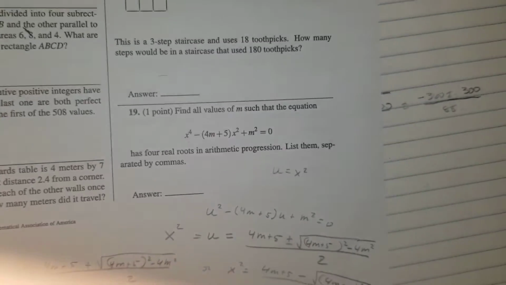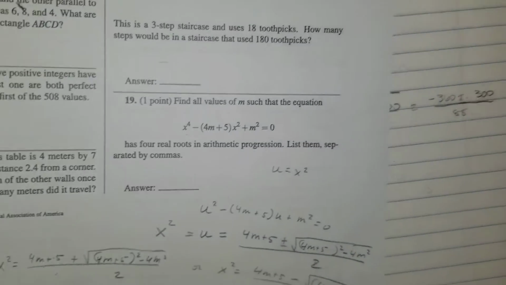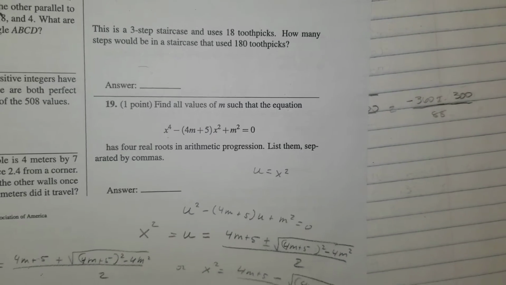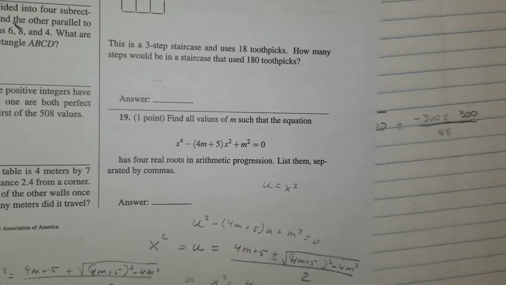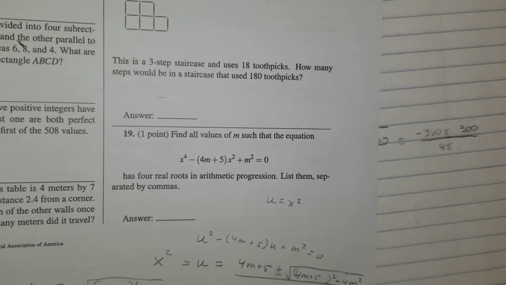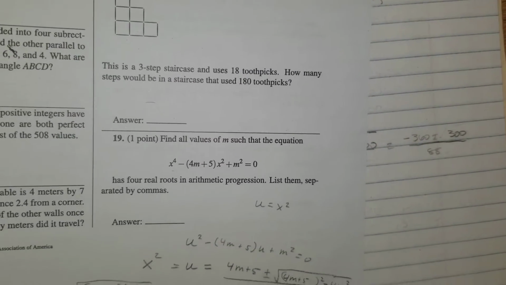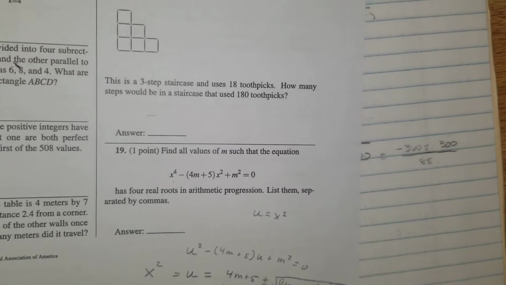Alright, so I did number 19. And number 19 says, find all values of m such that the equation x to the fourth minus (4m plus 5) x squared plus m squared equals 0 has 4 real roots in arithmetic progression. List them separated by commas. Okay, so what I did.